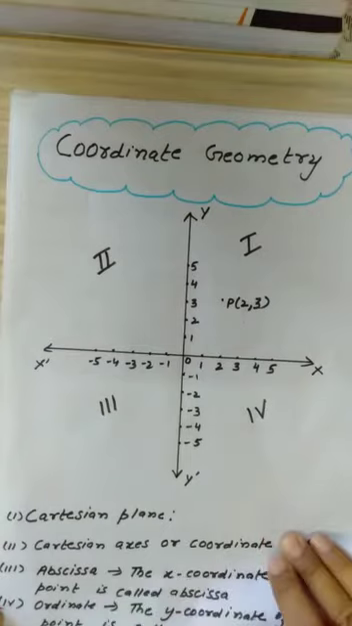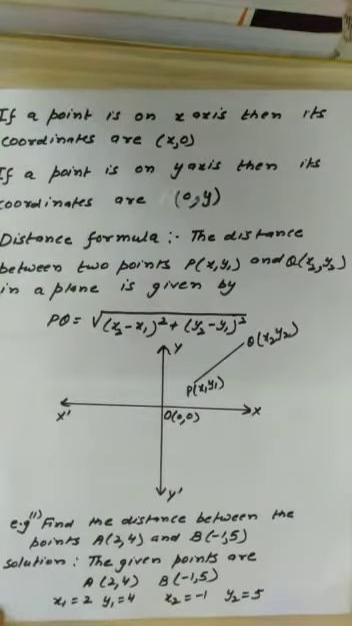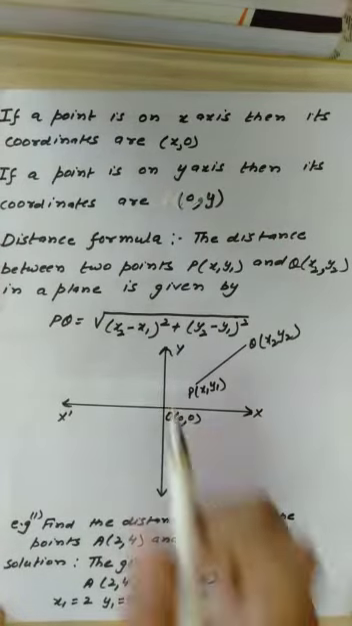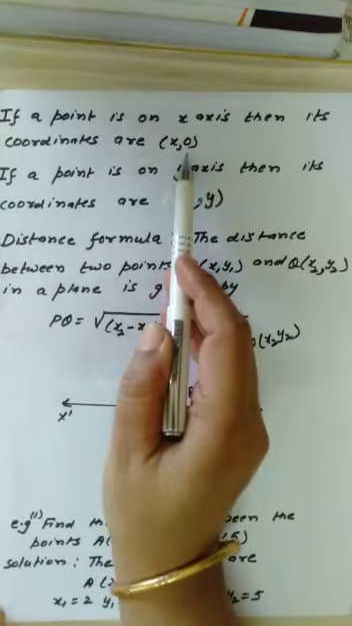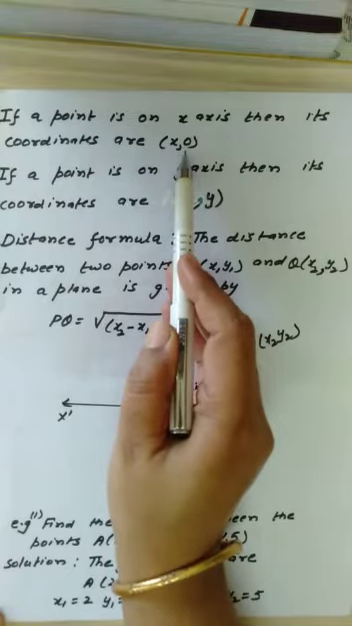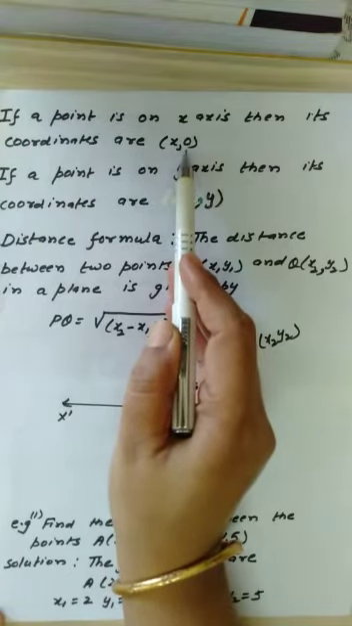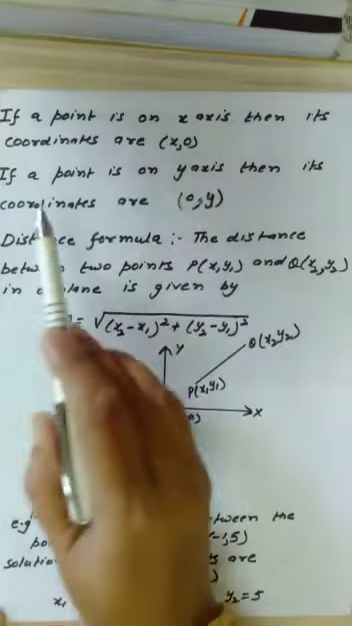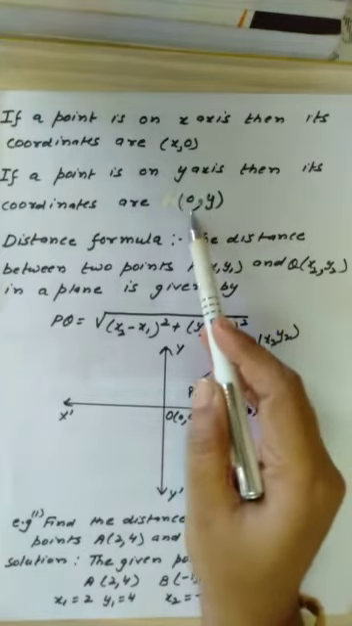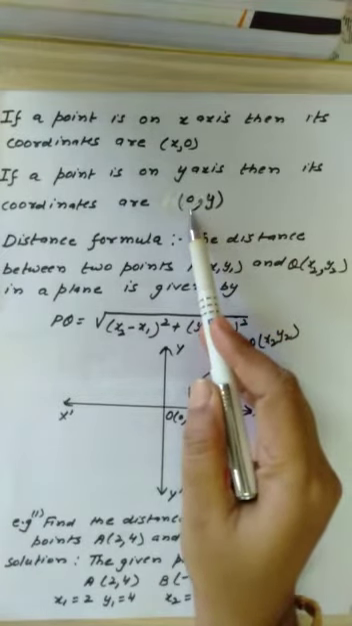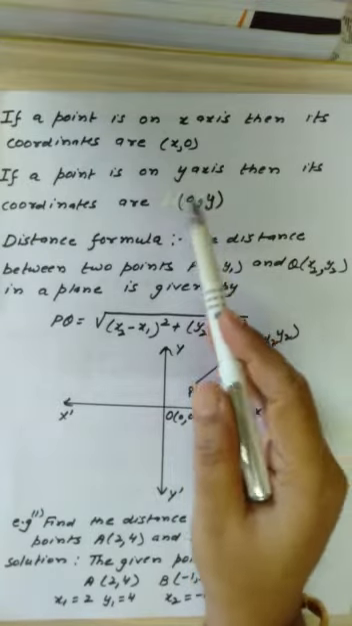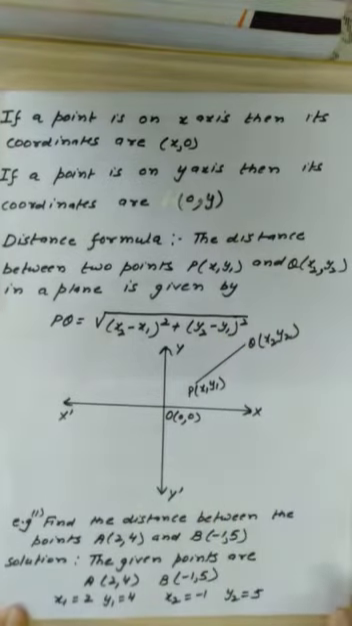Next we'll be discussing: if a point lies on the x-axis, then its coordinates are x comma 0. It means the point which lies on the x-axis, its ordinate, its y coordinate, is always equal to 0. If a point lies on the y-axis, then its abscissa, or its x coordinate, is always equal to 0. You have studied all these things in your class 9.